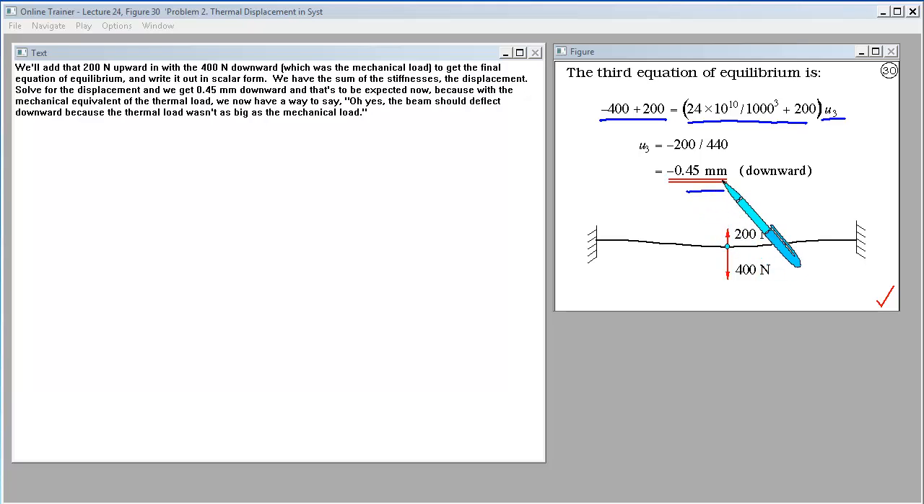And that's to be expected now, because with the mechanical equivalent of the thermal load, we now have a way to say, oh yes, the beam should deflect downward because the thermal load wasn't as big as the mechanical load.